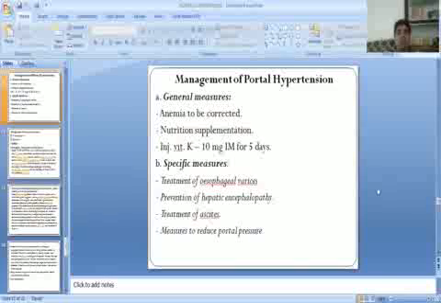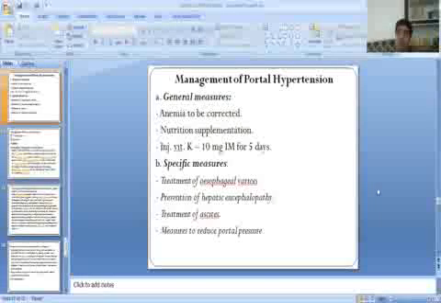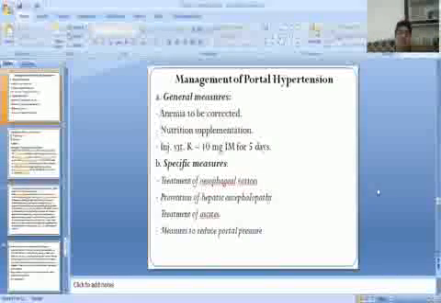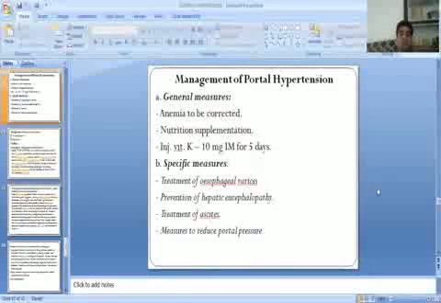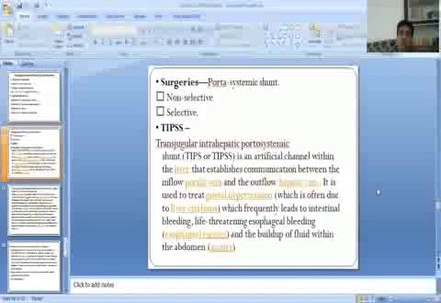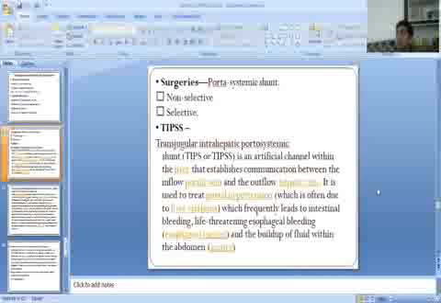For portal hypertension, first general measures: anemia to be corrected. Nutrition supplementation, injection vitamin K, 10 mg IM for 5 days. Specific measures: treatment of esophageal varices, prevention of hepatic encephalopathy, treatment of ascites, measures to reduce portal pressure, surgery, portosystemic shunts, non-selective and selective. Transjugular intrahepatic portosystemic shunt, TIPS.